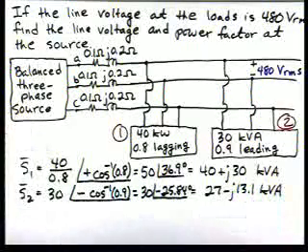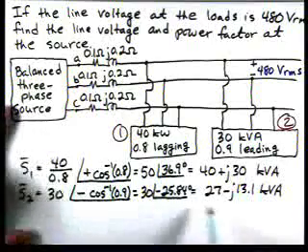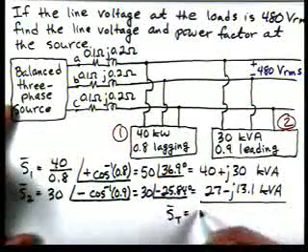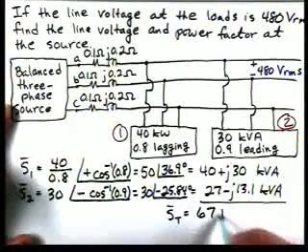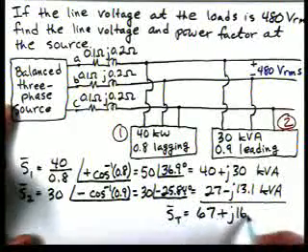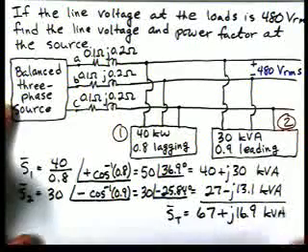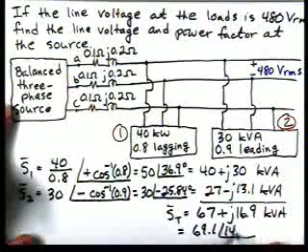Now we can add those two together, and I'm going to call that S sub T, and that's 67 plus j16.9 kVA, and in polar form that's 69.1 at an angle of 14.16 degrees kVA.